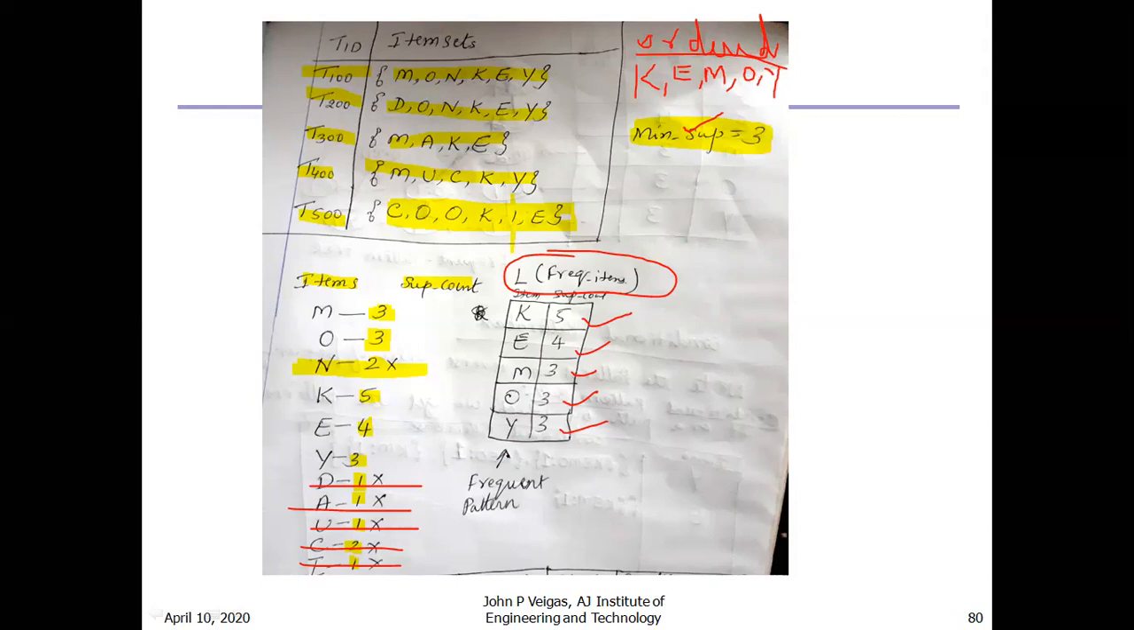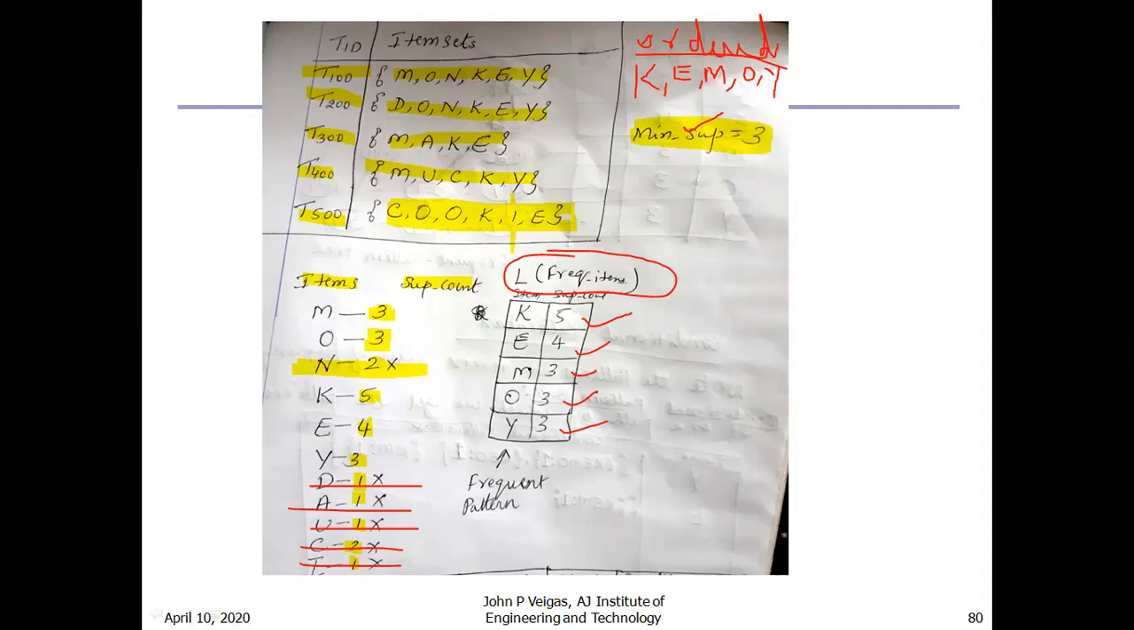K-E-M-O-Y. In this order only you have to write. First we have to see whether K is there. Is it there? No? It's in this transaction. So write K. Next, see whether E is present in this order. K-E. E is present. That's why I write it.